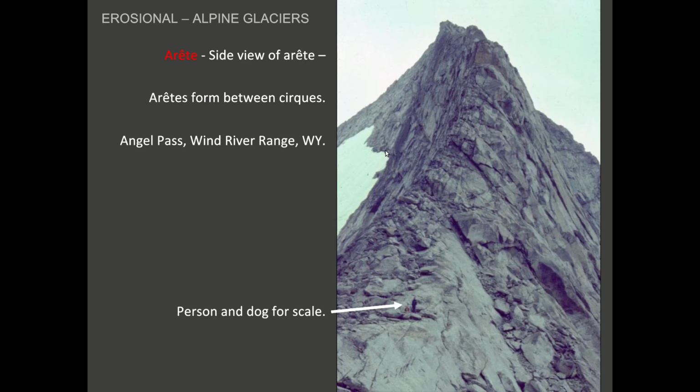And here's a close-up of an arête. Here's a person and a dog hanging out down here for scale, so they're pretty big, right? And so there'd be a cirque over here and a cirque over here. Yeah, and arêtes are pretty cool to climb up on. Angel Pass, Wind River Range.